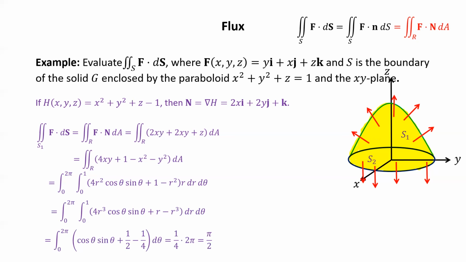And now we still have to do the flux integral over S2. So that's equal to F dot negative k, because an orientation for S2 is just negative k. So that comes out to z times -1, which is negative z. And since z is equal to 0, we could just replace that by 0 and we get 0. So the second surface doesn't contribute anything new to our answer, and the final answer is pi over 2.